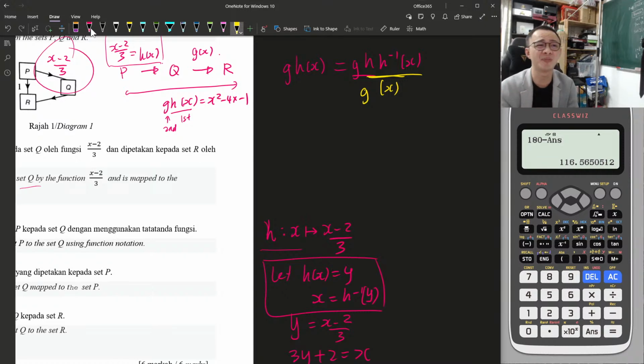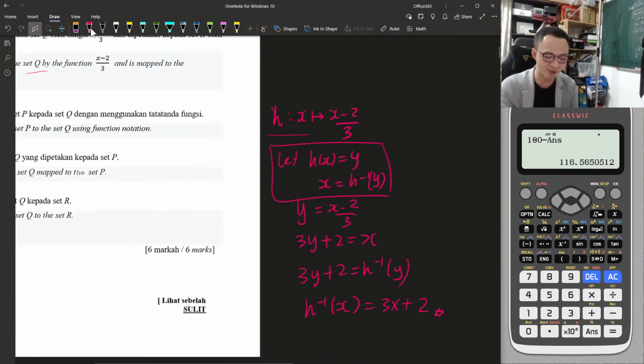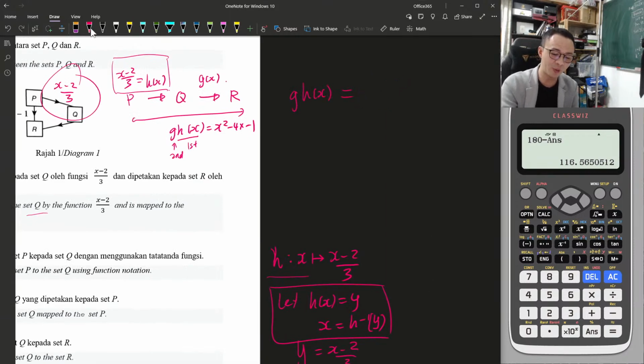Way number two, you can use the m method. Remember, if you watch some of my videos, you should know we can use a substitution, let m equal to h(x), and then we do it. I'm going to show you both methods. Of course, here I would recommend you to substitute the h inverse because we already have the equation. So what we want to do is sub the h inverse into the x here, and we will get g(x). So I will write g(x) equals g(h(h inverse(x))).